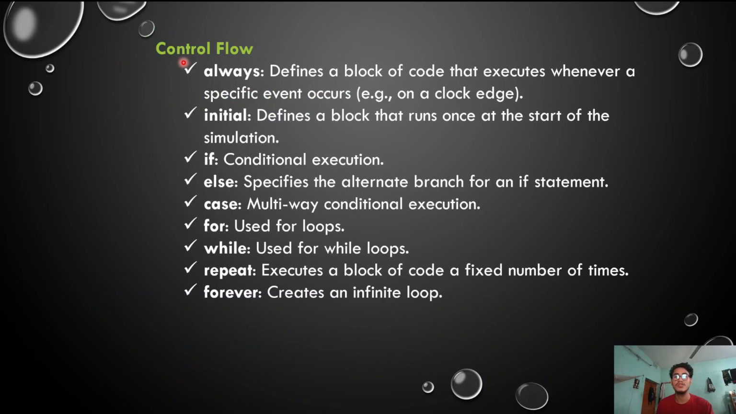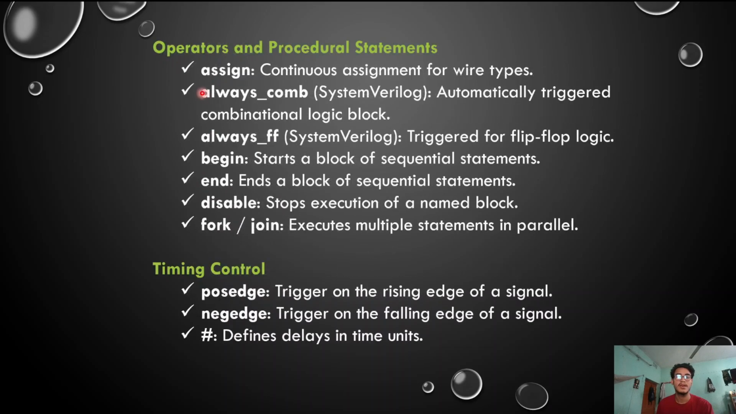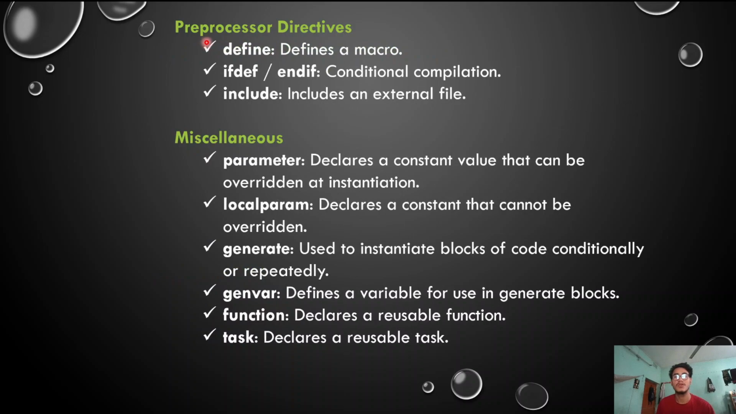Here are some control flow keywords such as always, initial, if, else, case, for, while, repeat, forever. Here are operator and procedural statement keywords such as assign, always_comb, always_ff, begin, end, disable, fork/join. Here are some examples of timing control keywords such as posedge, negedge. Here are some preprocessor directive keywords such as define, ifdef, and endif.